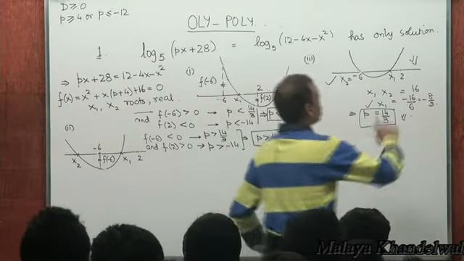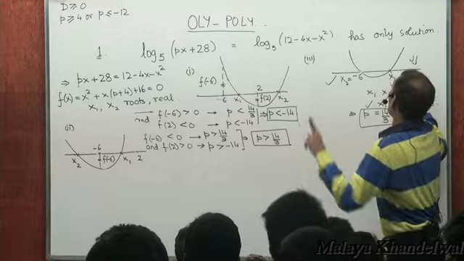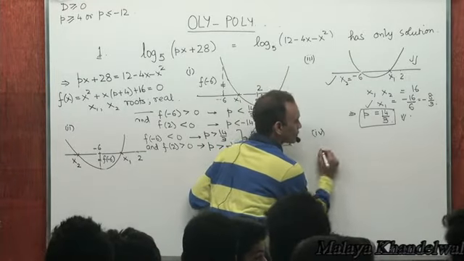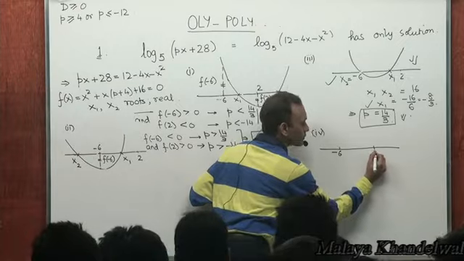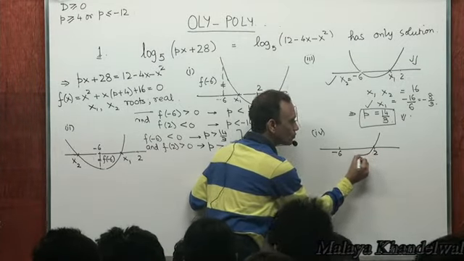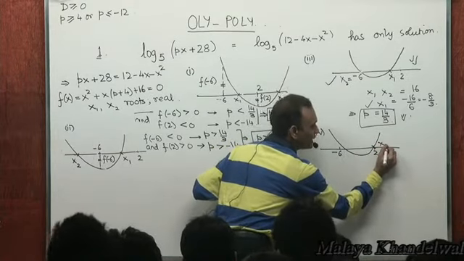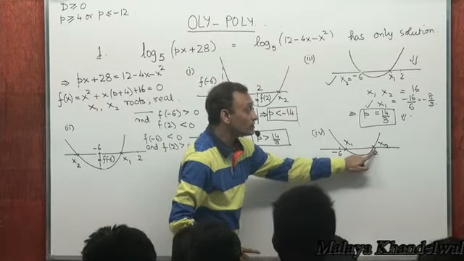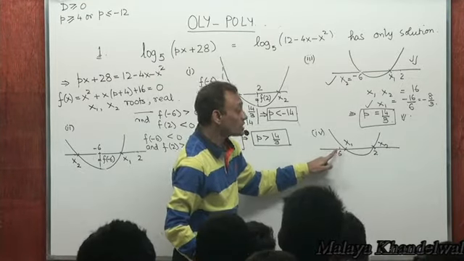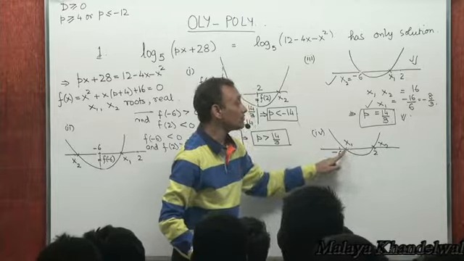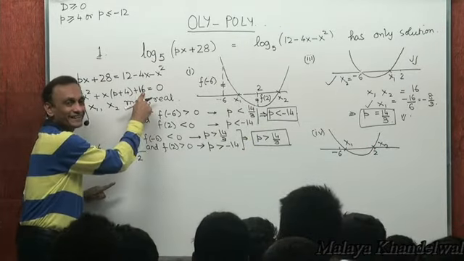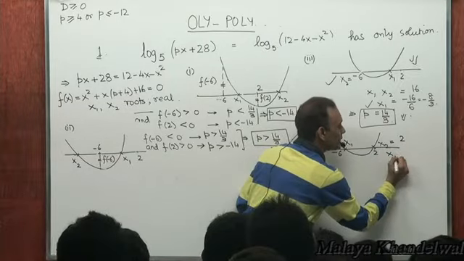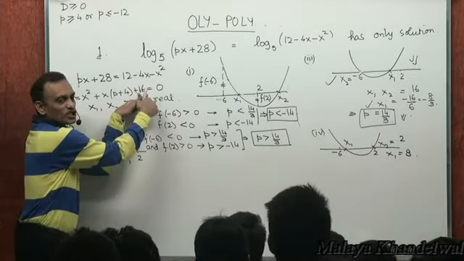One of the roots is 2, and the other root lying between minus 6 and 2. Let me see if this can happen. One of the roots is 2, which is an illegal root, and x1 is a legal root. That means in this case f of 2 is 0. If one root is 2, what about the other root then? The other root is 8. So if x2 is 2, then x1 must be 8. Why? Because the product of the roots is 16.